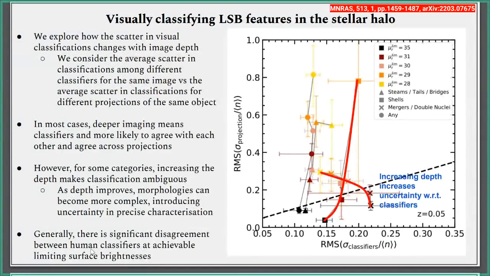So when we look at how different classifiers classify the same objects in different orientations, this is a plot where I'm showing the level of disagreement between classifiers on the y-axis, where we've controlled for the projection, and on the x-axis where we've controlled for... we're basically looking at the average scatter among different classifiers for the exact same image. So this is how well classifiers agree on the same images, and this is what we get if we average over the different orientations. And you can see, the color coding here shows different limiting surface brightnesses, that as we go to fainter limiting surface brightnesses, the disagreement generally improves quite a lot.